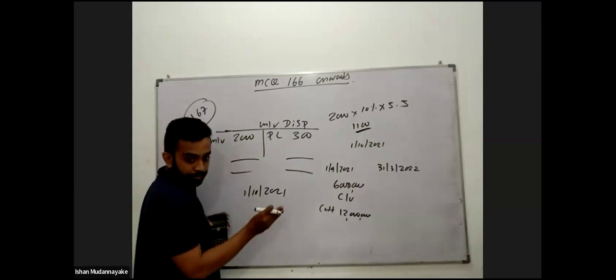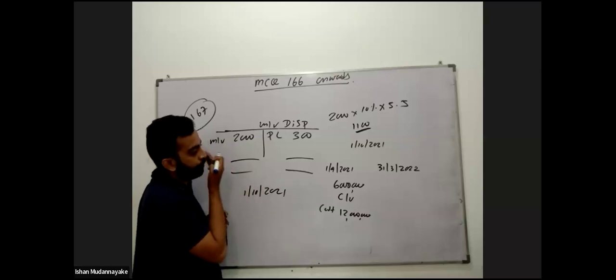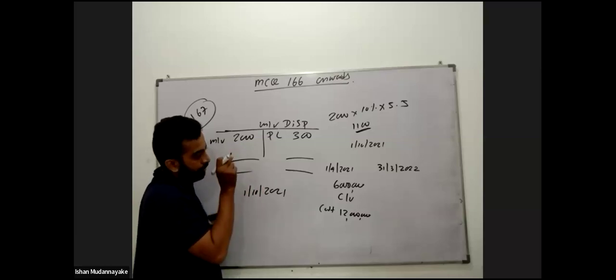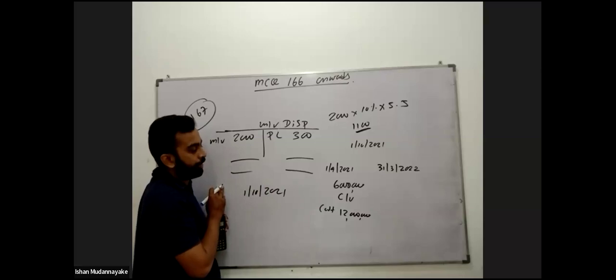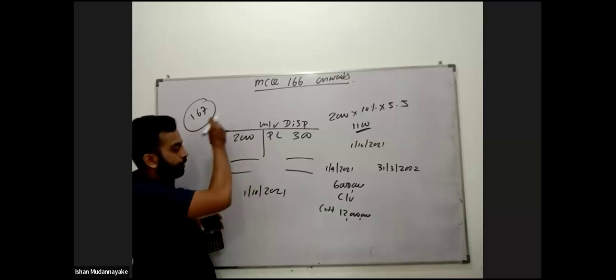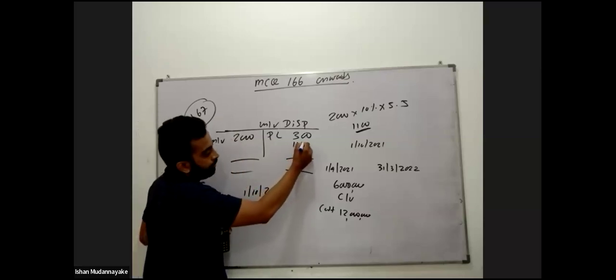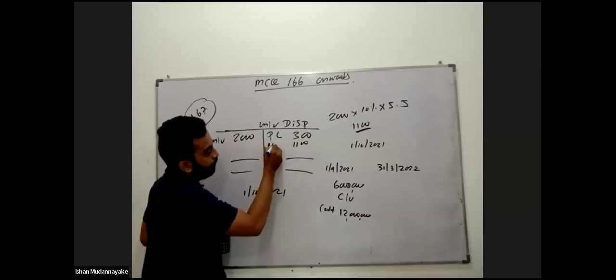According to this question, I am giving the answer now. I make the accumulated depreciation 1,100. Then accumulated depreciation account debit, disposal account credit 1,100.